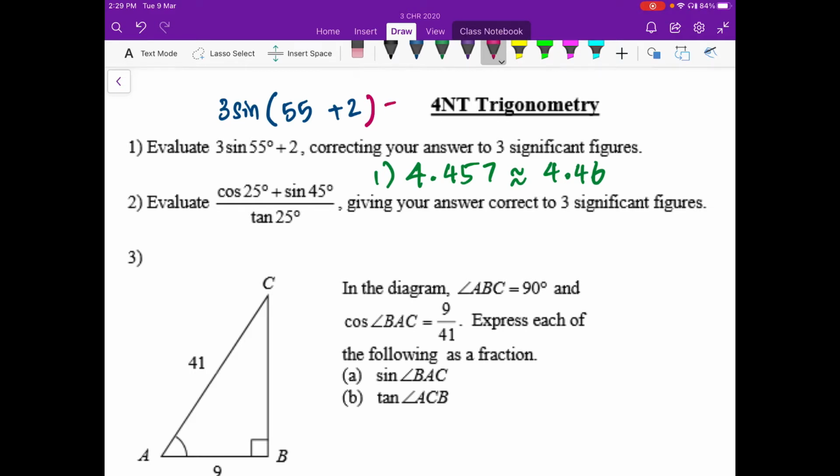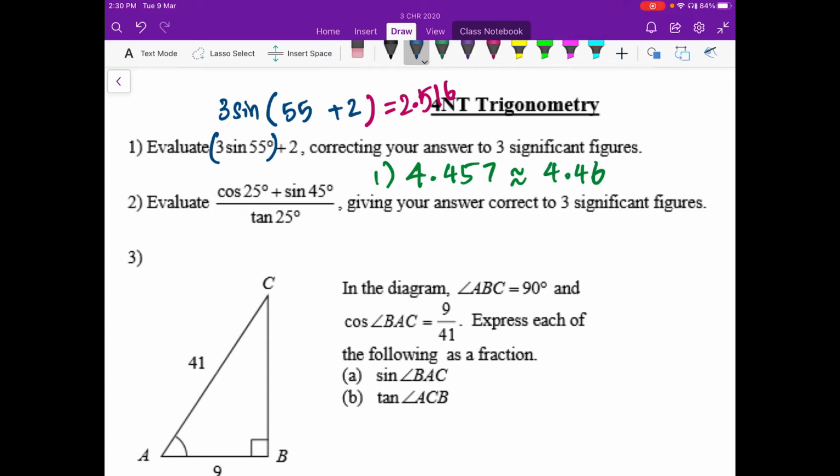Okay, this gives us 2.516. But this is not the question. The question is 3 sine 55, then +2. Okay, so you need to understand how your calculator works.